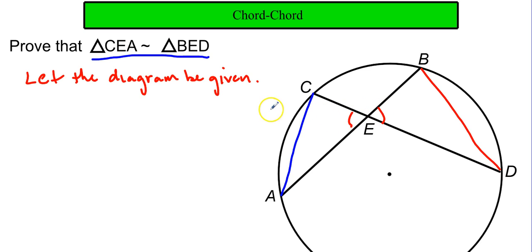Hopefully the ones that kind of jump off the page to you are these two pairs of vertical angles. So my first angle argument is that the measure of angle CEA is congruent to the measure of angle BED, and that's because vertical angles are congruent.